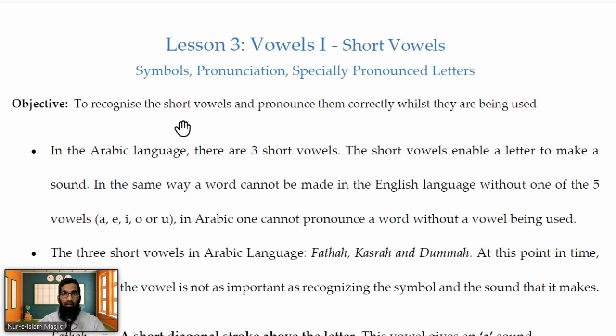Now, you've seen this before, but we're highlighting it now in today's lesson. Because when we were doing the words of different animals and so on, we were actually using words there and they had vowels on them. So we're going to be explaining those vowels now.